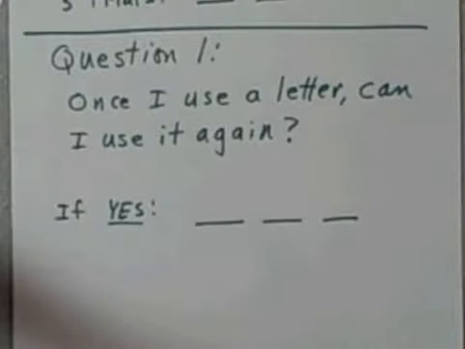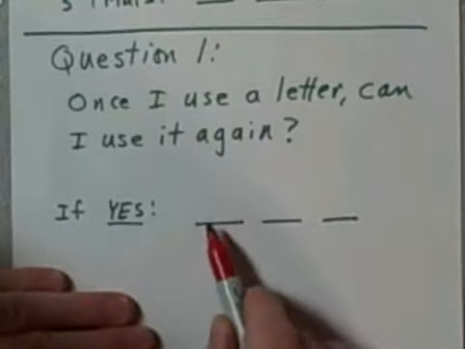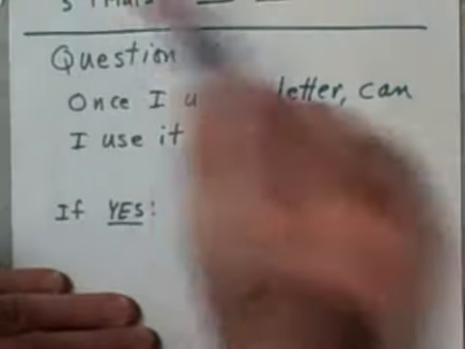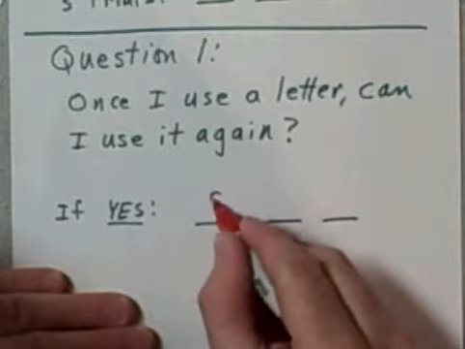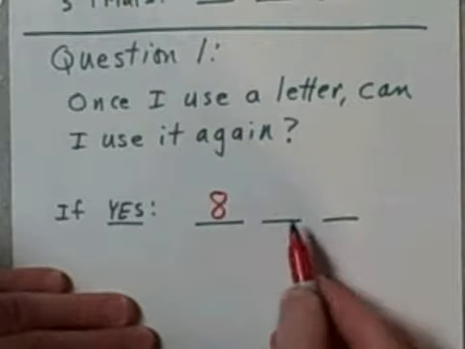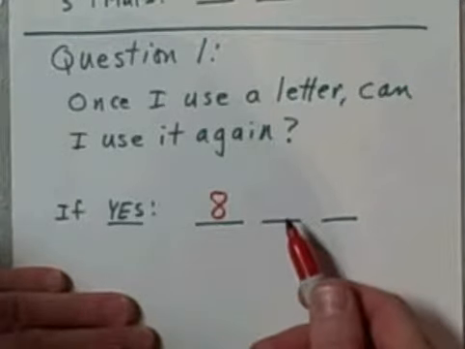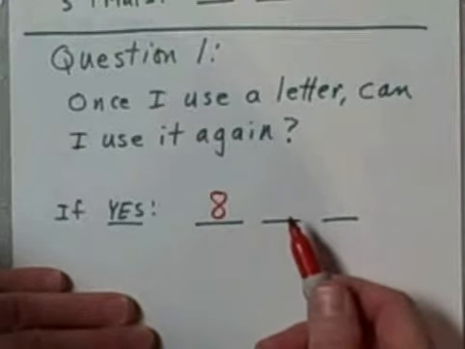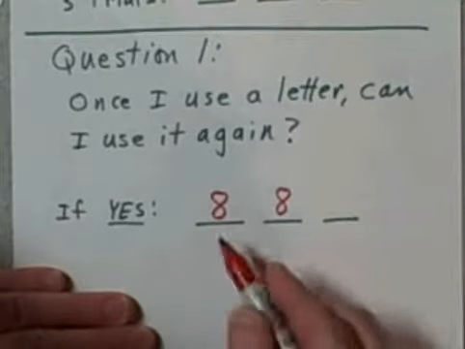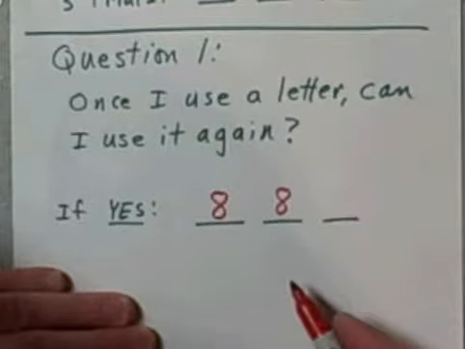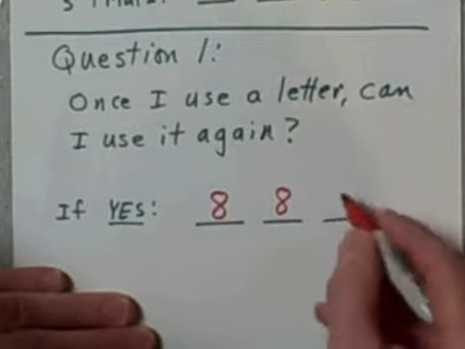All right, if the answer to this question is yes, we can use them again. Then let's look at this. For this first trial, how many letters do we have to choose from? Well, there are 8 letters, right? I can put any of 8 letters in here. For my second trial, selecting the second one, since I can reuse it, don't I still have 8 letters to choose from? And for my third trial, I still have 8 to choose from because I can reuse them. So all of them are available for use.